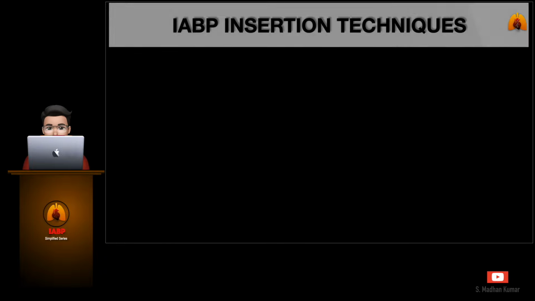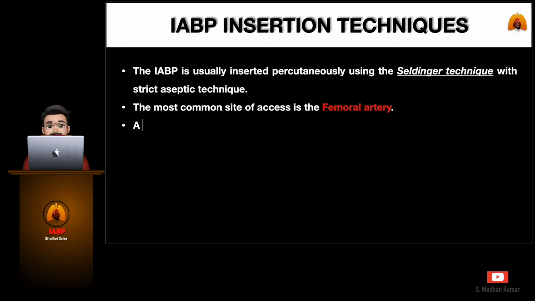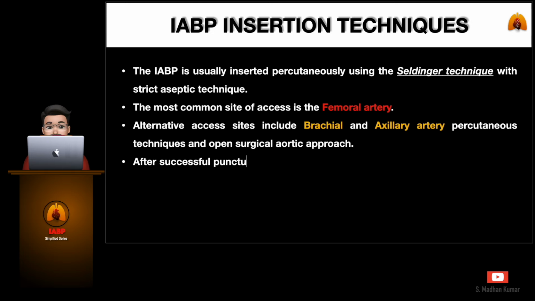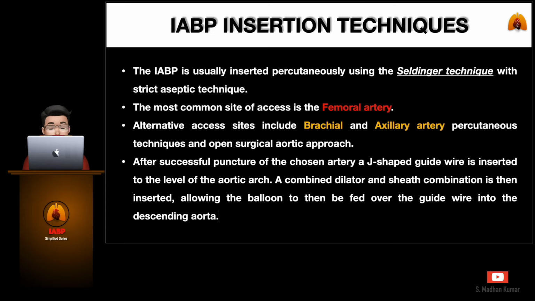When the decision is made to introduce the IABP, it is usually inserted percutaneously using the Seldinger technique with strict aseptic technique. The most common site of access is the femoral artery. Alternative access sites include the brachial and axillary arteries. Percutaneous techniques and open surgical aortic approach can be performed.